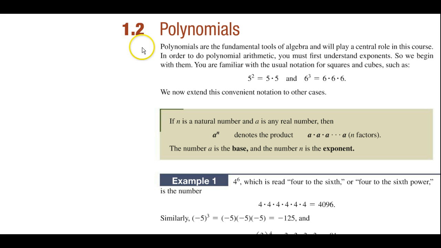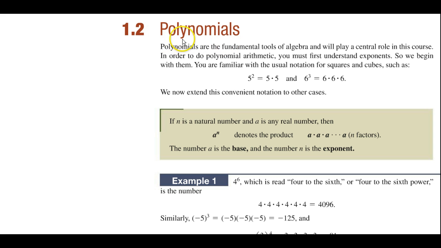Now, generally I will not be reading the textbook to you, but sort of highlighting what is in the textbook to serve as a basis on which you will build your mastery of the various rules in math and the examples used to support that. So, we're going to start off on topic 1.2, polynomials.